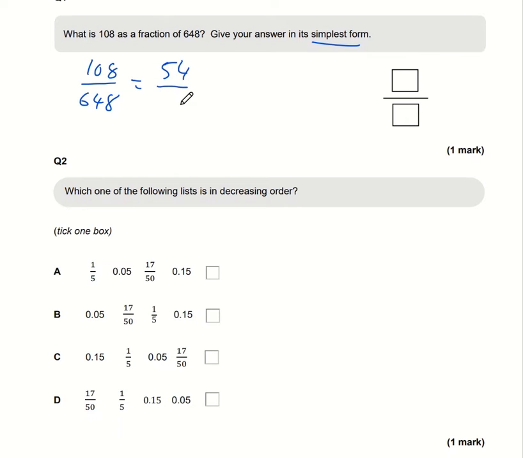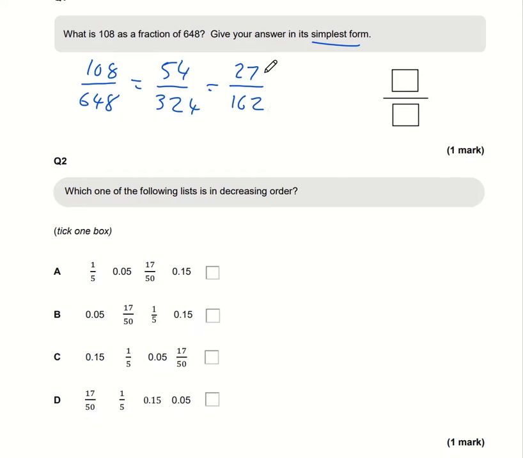648 divided by 2, a bit harder to work out, and we could do a bus stop method, but I know that 6 divided by 2 is 3, 4 divided by 2 is 2, 8 divided by 2 is 4, so I've basically just done a bus stop without actually drawing one there. I've now got even numbers again, so I'm going to divide by 2 once more. 54 divided by 2 is 27. And 324 divided by 2 is 162.